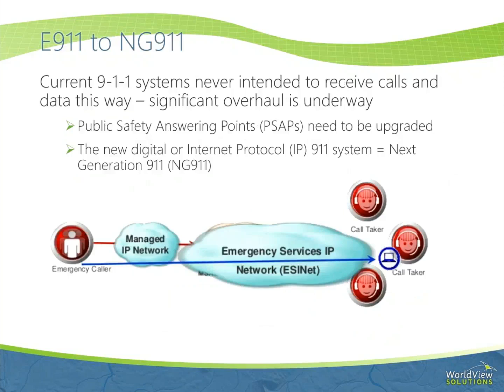So the current 911 systems were never really intended to receive calls and data this way. They found the workaround for the mobile calling, but now there's a lot of other technology that can't be utilized here. So there's a significant overhaul underway. The public safety answering points need to be upgraded, and the new digital or internet protocol IP 911 system is next generation 911. So when you hear NG911, that is going to be this new system.